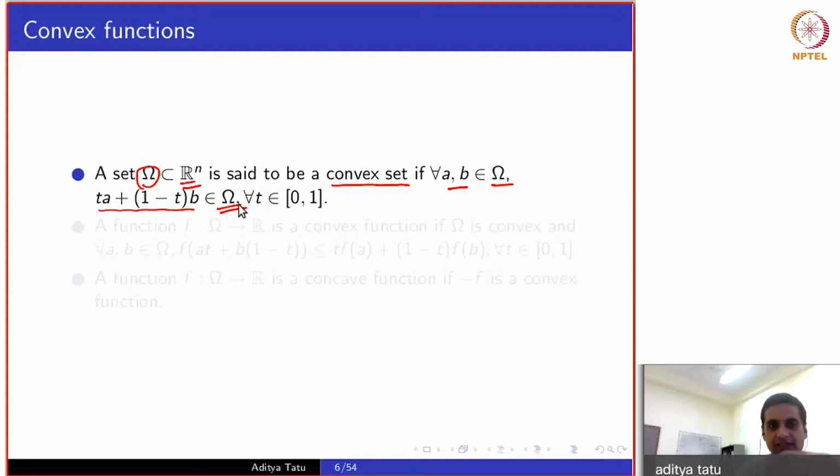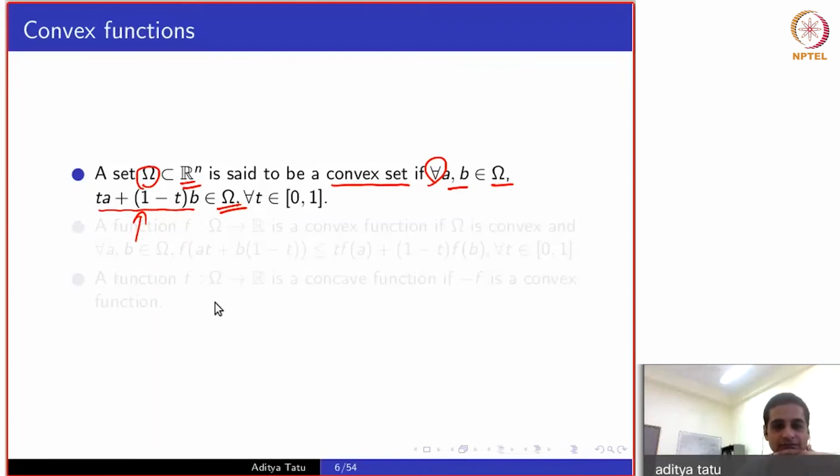Maybe I'll repeat this definition once more. A subset omega of Rn is said to be a convex set if for every pair of elements, it's every, not any, for every pair of elements A and B that you can pick from omega. Once you have 2 points in Rn, you can join these 2 points via a line segment, and the definition of a line segment is given by this. Vary t from 0 to 1, you get points. If t is 0, I get B. If t is 1, I get A. For all intermediate values of t, I get points between A and B. So all these points should also belong to this set omega. Only then omega is said to be convex.